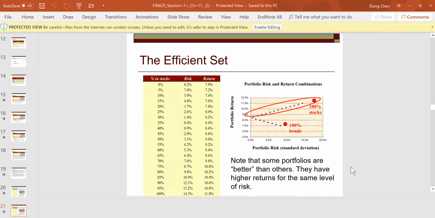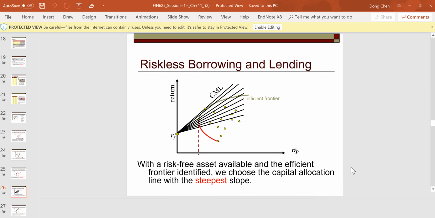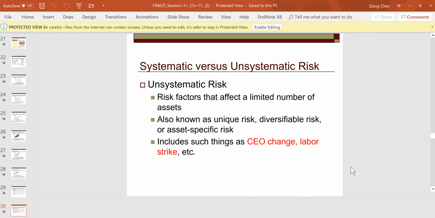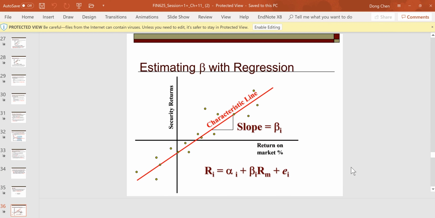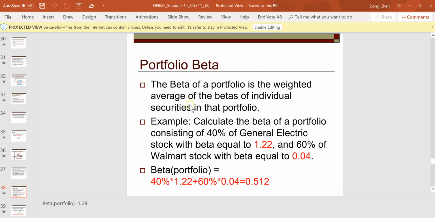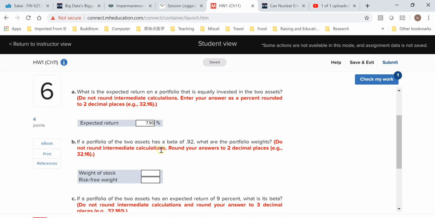I think the equation is somewhere on the next slides, or at least mentioned. Yes, portfolio beta. So the beta of the portfolio is the weighted average of the betas of individual securities in that portfolio. It's similar to the expected return. And now we just need to solve for the different inputs, the weight.